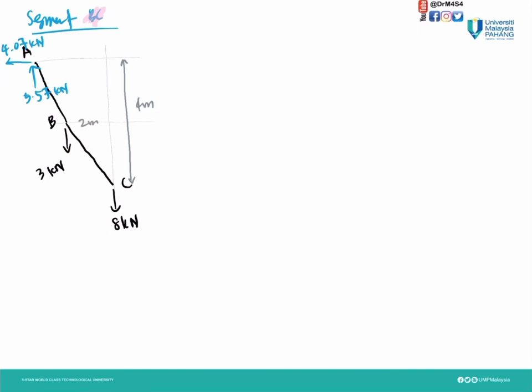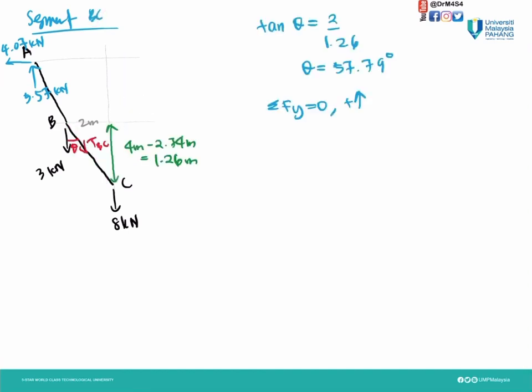Next, we go for segment BC. So here is segment BC. We know the distance is 4 meters. Therefore, here it is 4 meters minus 2.74. We get 1.26 meters. Then theta is 57.79 degrees.